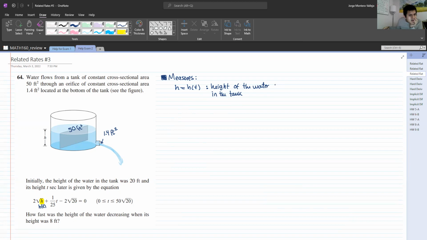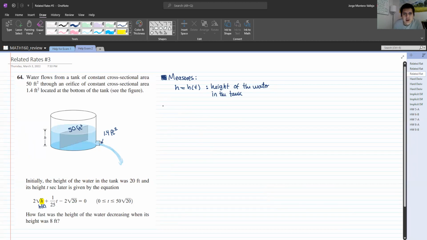Although that will probably change, right? Like water flows out faster when the height of the water is higher, right? Because there's more pressure there, and it would come out faster. And as it goes down, water would flow out more slowly. But we're not being asked about that, right? So it looks like h of t, height of the water in the tank, is the only measure that matters here.